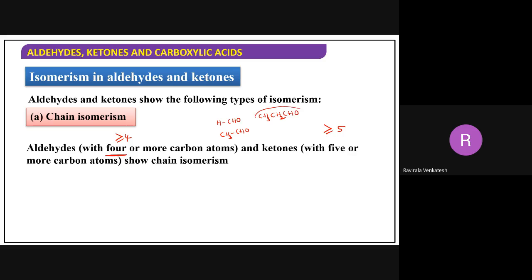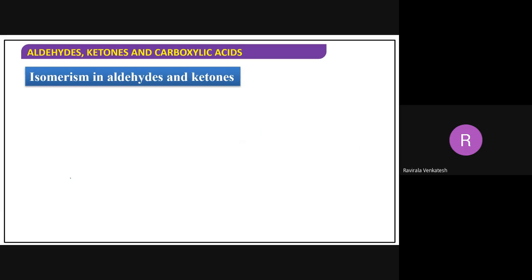Do they show chain isomerism? No. They do not show chain isomerism. Why? Because for exhibiting chain isomerism, we should have greater than or equal to 4 carbon atoms. Here only 1 is there, here 2 are there, here 3 are there. They do not show chain isomerism. Now, which is the starting molecule? A starting molecule should have at least 4 carbons, so this one will be the first.